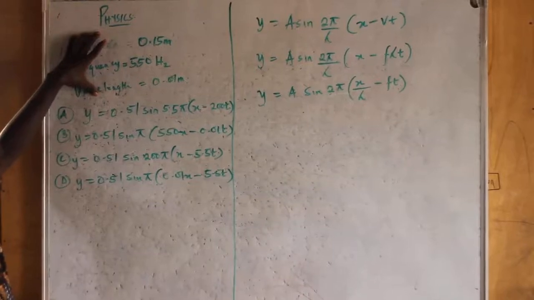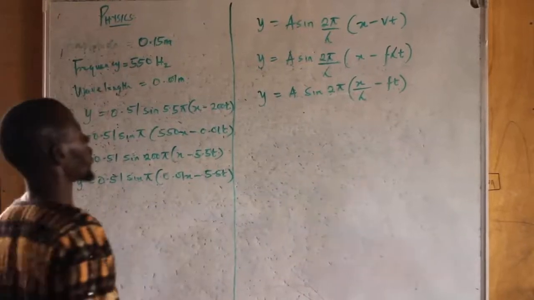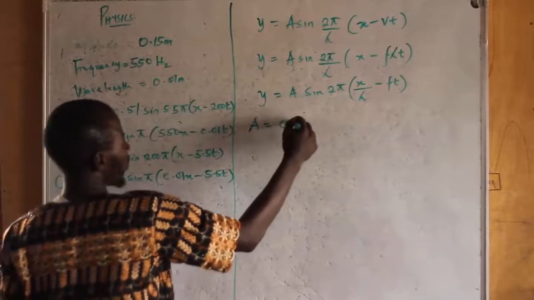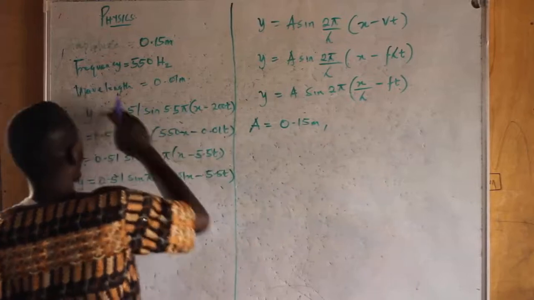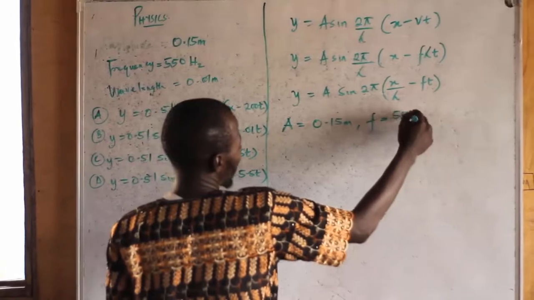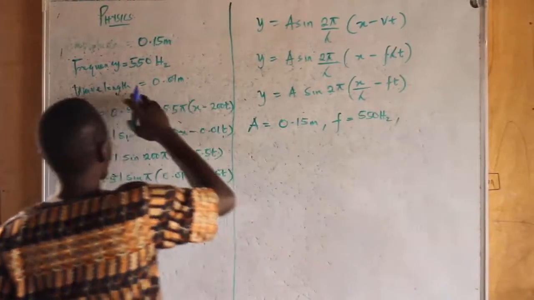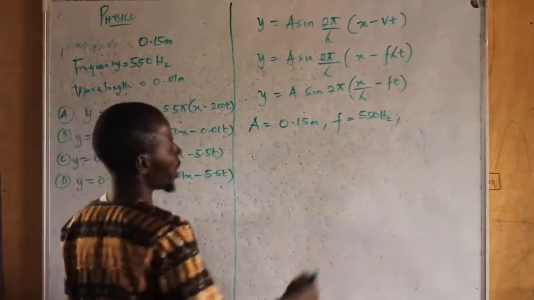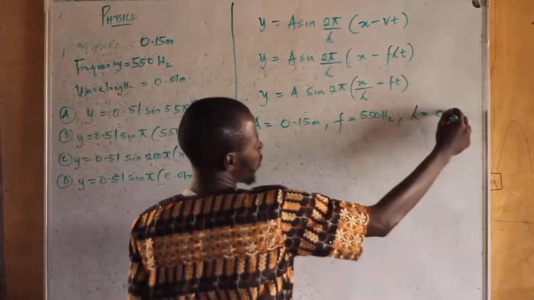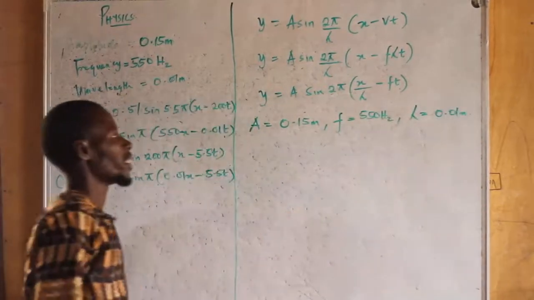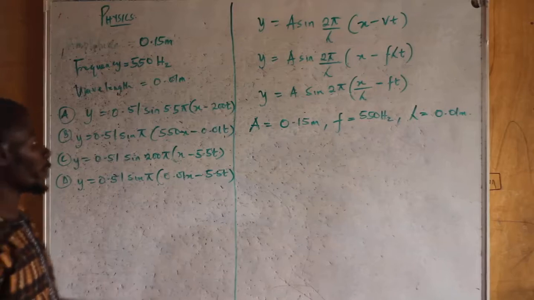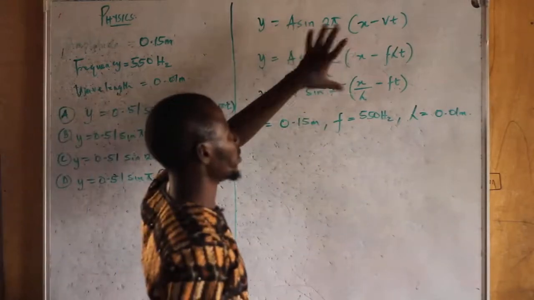So you are being given what? Our amplitude, which is A, is 0.15 meter. And you are being given the frequency, which is F, which is 550 hertz. And you are being given the wavelength, which is your lambda, which is 0.01 meter. Now in this aspect, you are going to check which one would fit into this equation.